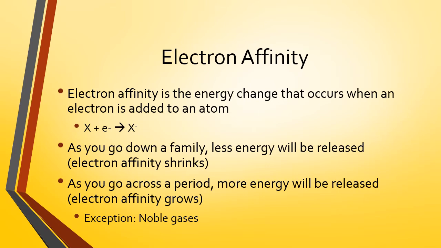Electron affinity is the energy change that occurs when an electron is added to an atom. For most elements, this will be exothermic, a large negative number. As you go down a family, less and less energy will be released. The electron affinity will shrink. In this particular case, it is becoming a less negative number. As you go across a period, more energy will generally be released. The electron affinity grows. Once again, the exception here would be the noble gases. They are the only family on the periodic table who does not have an exothermic electron affinity. Instead, theirs is endothermic. It requires energy and is positive. However, the trend about going down a family still applies to them.